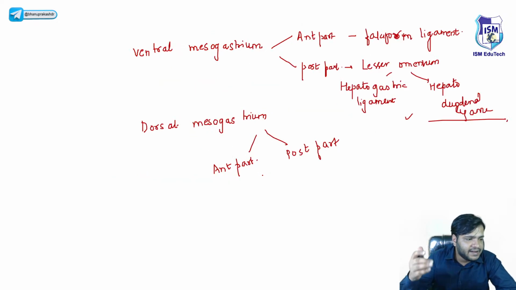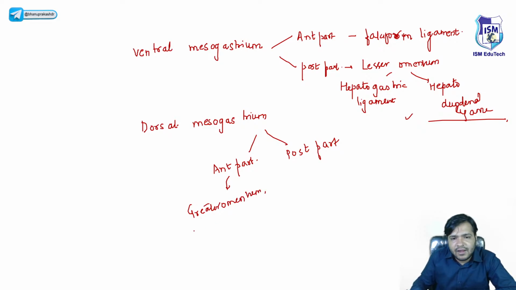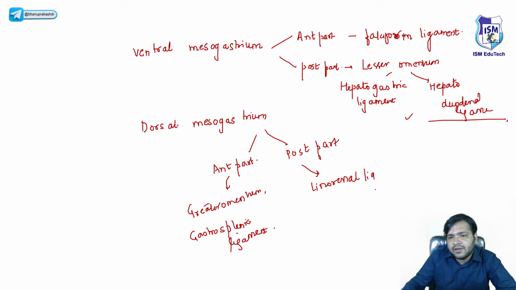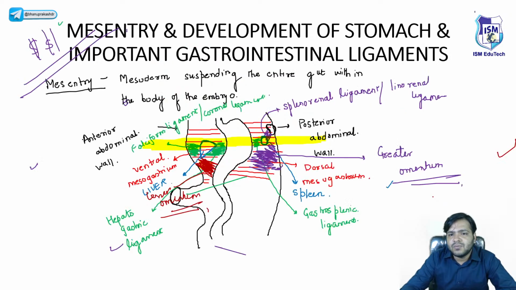So the anterior part of the dorsal mesogastrium will give rise to the greater omentum. We have the gastrosplenic ligament over here. The dorsal or posterior part will have the linorenal ligament, also called the splenorenal ligament. Now, over here, guys, I want to add one more thing.